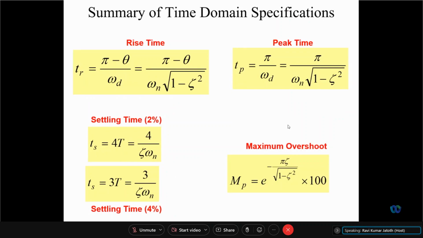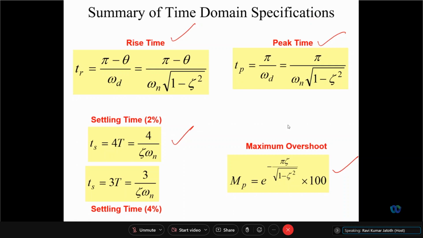So now we have seen rise time, pi minus theta by omega d, peak time, pi by omega d, and settling time 4 by zeta omega n for 2%. Okay, and for 5% it is 3 by zeta omega n, and maximum overshoot is e power minus pi zeta by under root 1 minus zeta square.